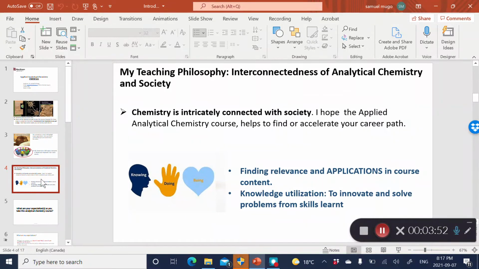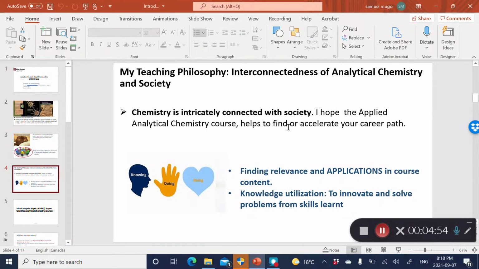My teaching philosophy is to help you see the interconnectedness of analytical chemistry to the broader society. It really is to reveal the interlink between analytical chemistry and life, and society. Chemistry is intricately connected with society, and I hope in this course you'll be able to see those connections, and that's going to help you accelerate your career path. It matters to me that my students get some clarity on what type of career paths they're going to get into. Hopefully, this course, Applied Analytical Chemistry, is going to help you to some extent toward that direction.